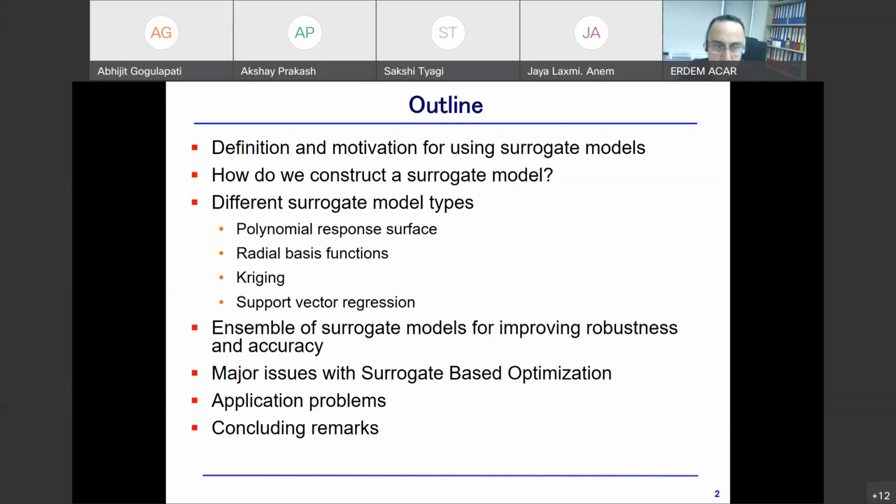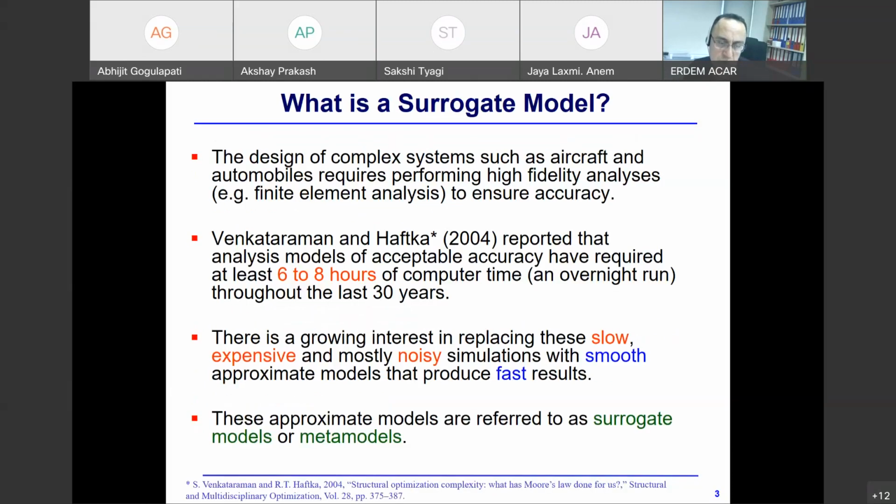Then I'm going to have some application problems for you so that you can imagine your research subjects, and then you can get inspired and use surrogate models in your work. And then I'm going to conclude my talk with some remarks. First, let's define what a surrogate model is.